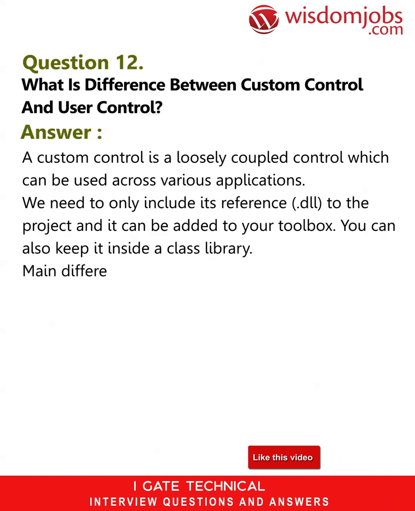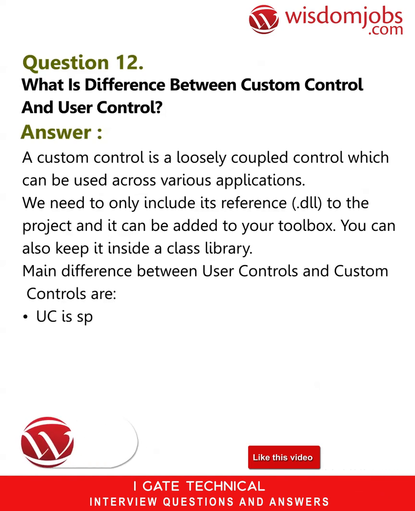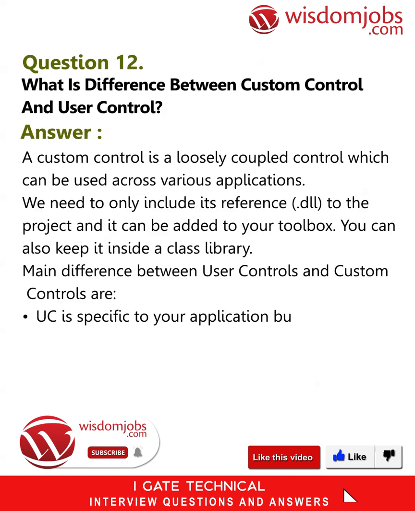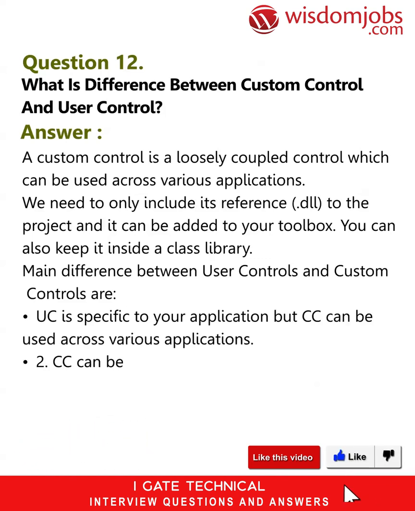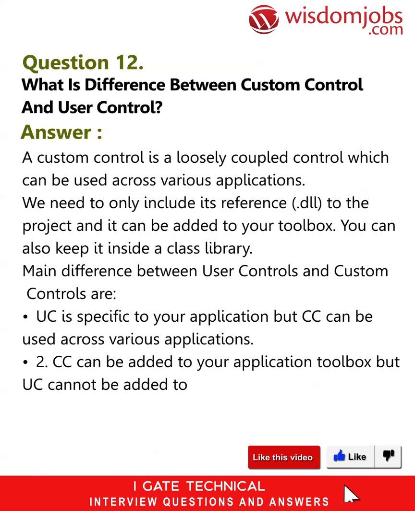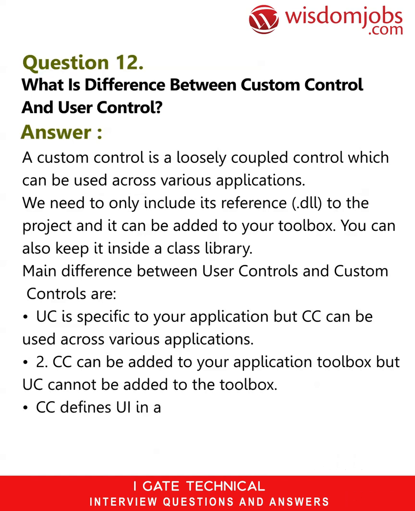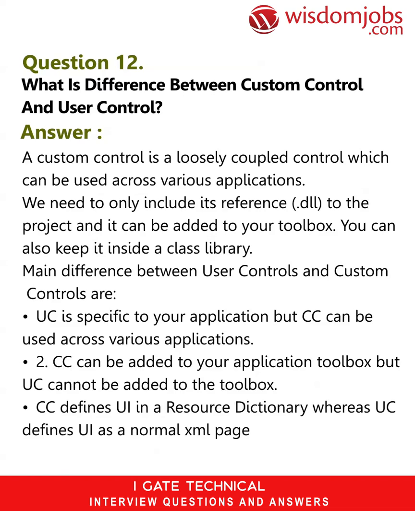Main differences between user controls and custom controls are: 1. UC is specific to your application but CC can be used across various applications. 2. CC can be added to your application toolbox but UC cannot be added to the toolbox. 3. CC defines UI in a resource dictionary whereas UC defines UI as a normal XML page.